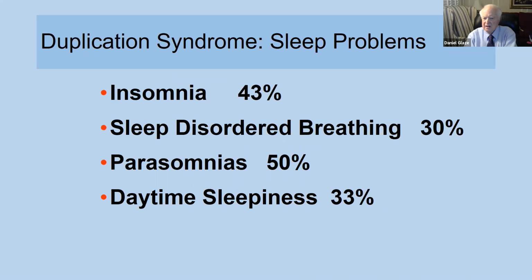In 43%, they had symptoms, namely problems initiating and maintaining sleep at night, as well as early morning awakenings. As many as 43%. 30% experienced sleep disordered breathing, obstructive sleep apnea. 50% experienced unusual behaviors during sleep, which were disruptive of sleep and disruptive of the sleep of the family. And about a third were experiencing daytime sleepiness. And the small number of males with duplication syndrome who we administered this questionnaire to.